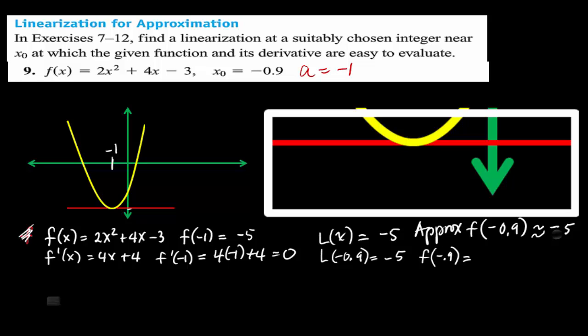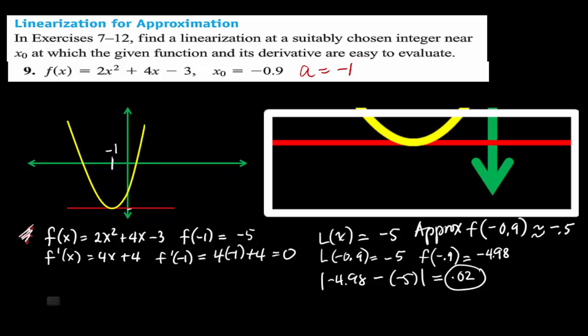Well, let's find out. We got negative 4.98. So what is the difference between the two? Okay, so negative 4.98 minus negative 5 is what? It's just 0.02. Okay, so that is the difference between the two, and that's not bad. That's very close to 0.